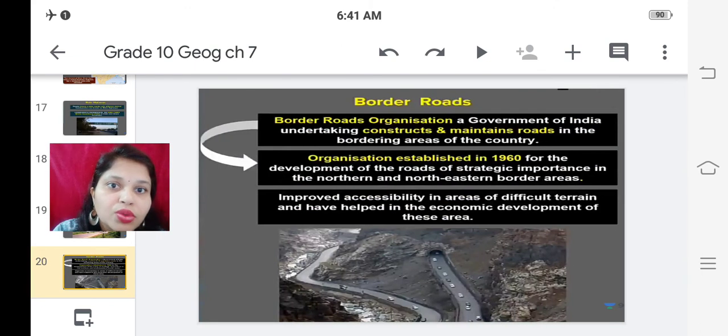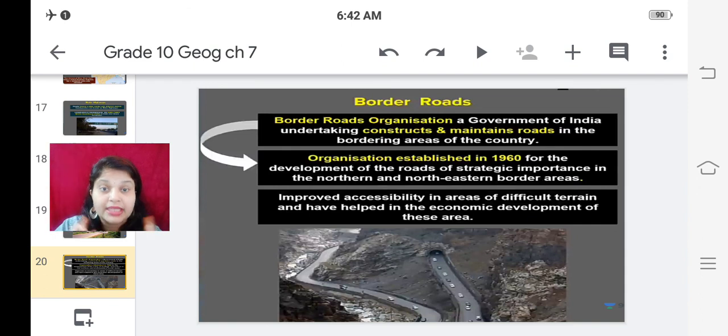Now border roads. What are these border roads? Border Roads Organization, you can call it BRO. This is an organization, Border Roads Organization, BRO. It is a government of India undertaking that constructs and maintains roads in the bordering areas of the country. So this organization belongs to India, and this organization undertakes the construction and maintenance of border roads.